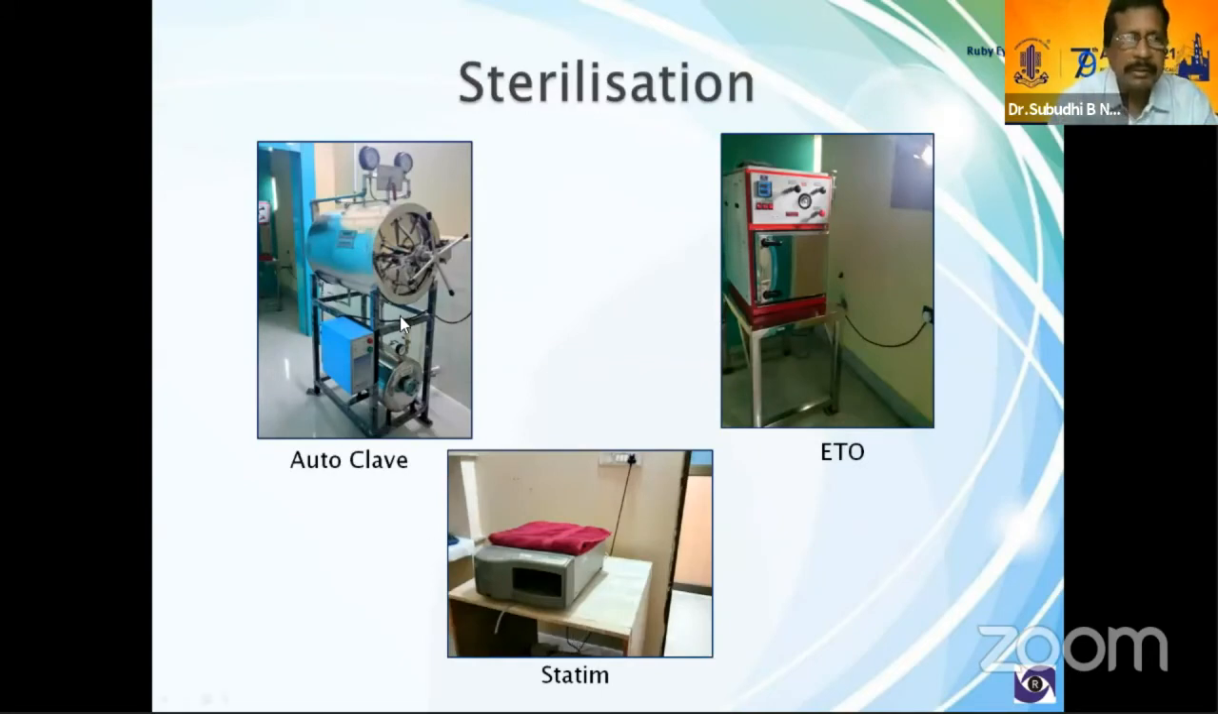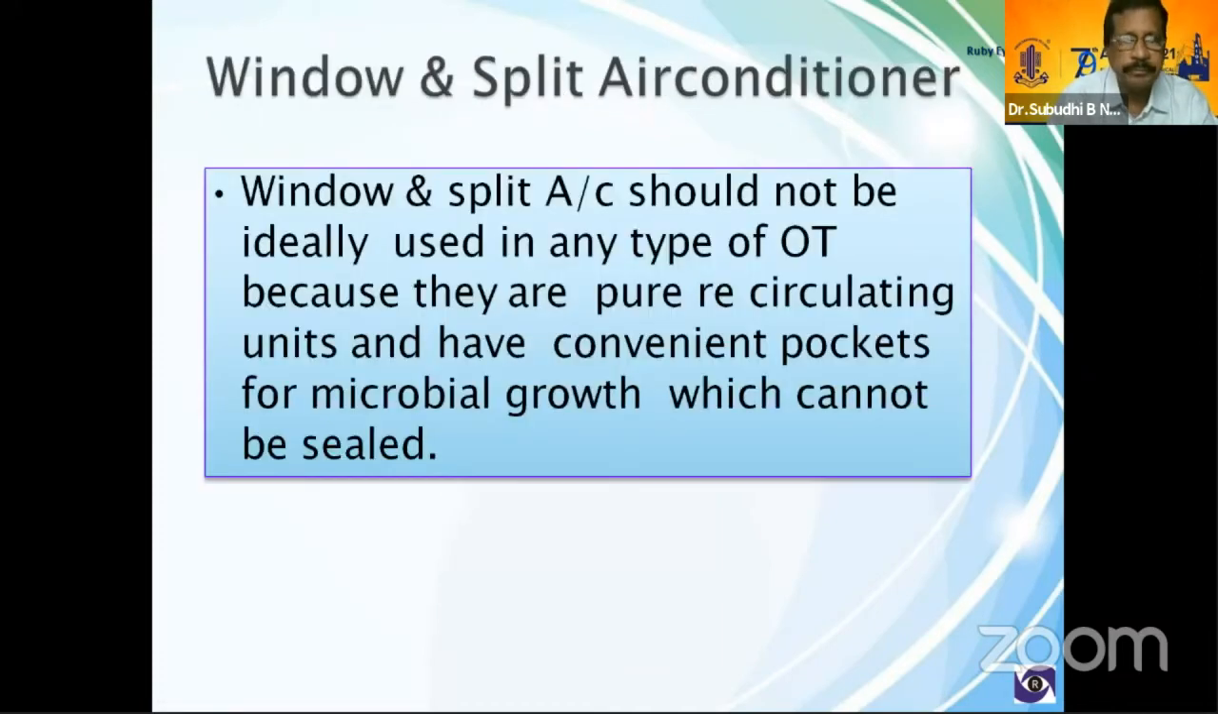And sterilizer. Yes, an autoclave with a small unit, a single autoclave is sufficient, and ETO is necessary, and a steam sterilizer for the in-between surgical sterilization.